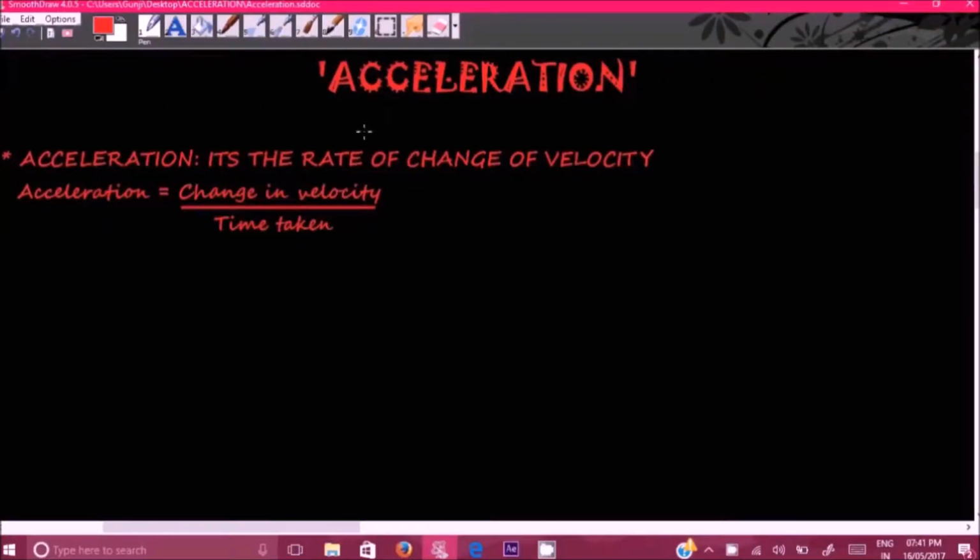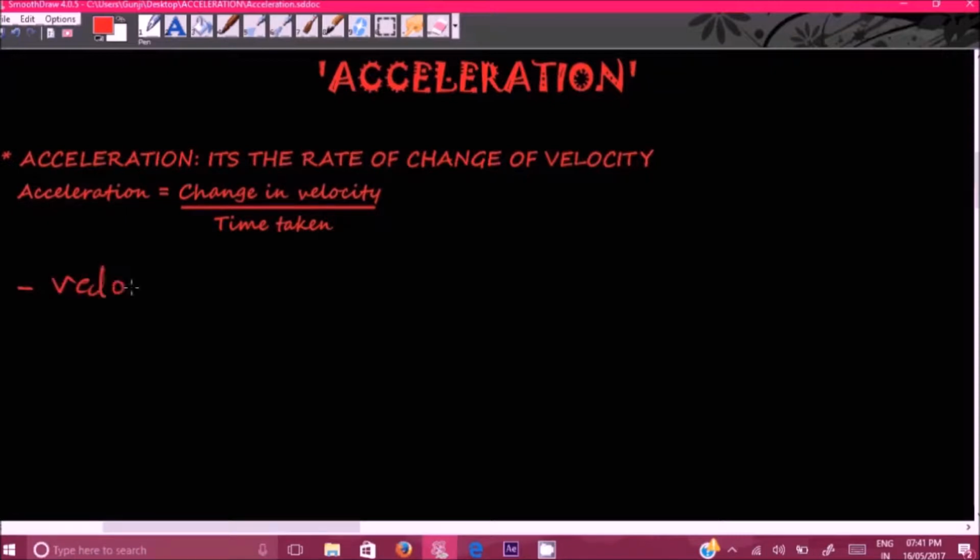Hi, today we will be discussing acceleration. Acceleration is the rate of change of velocity. The formula for acceleration is change in velocity over time taken. If something is accelerating, it means that its velocity is changing.